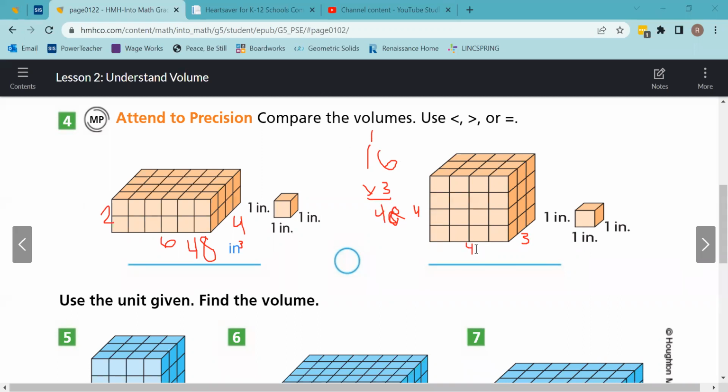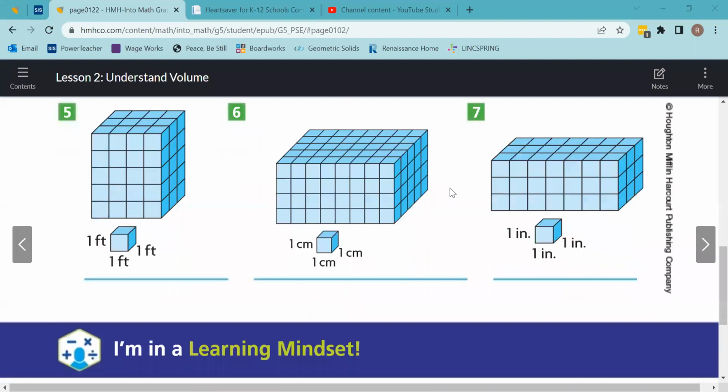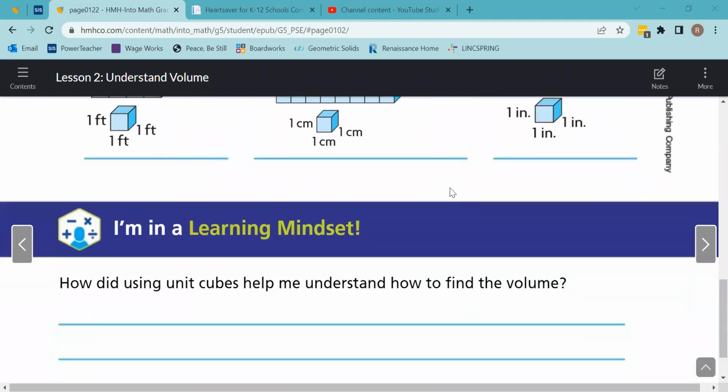So here, I'll spare you my scary writing. 48, and then we have inches cubed. I'm going to put the little 3 on there, which looks just like that 3. These are equal. What do you know? At a glance, I would have assumed that one's bigger, but they are the same. Look at that. Okay, 5, 6, and 7, we're just going to solve here.